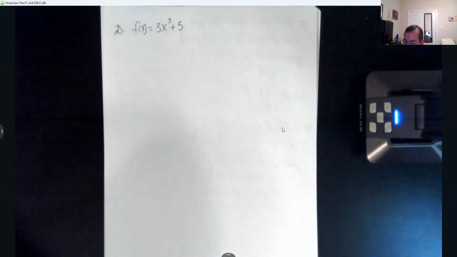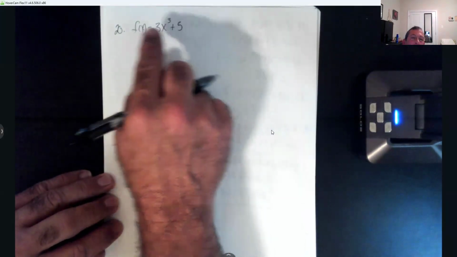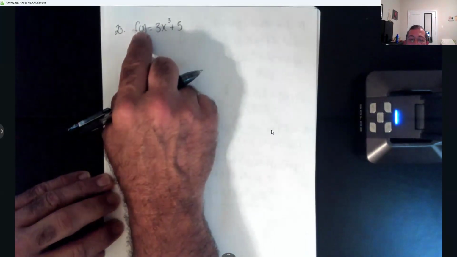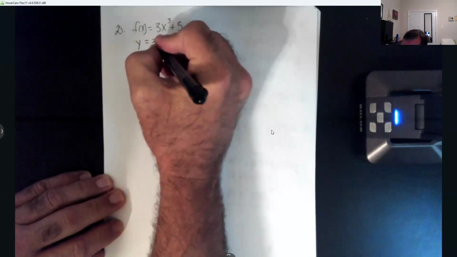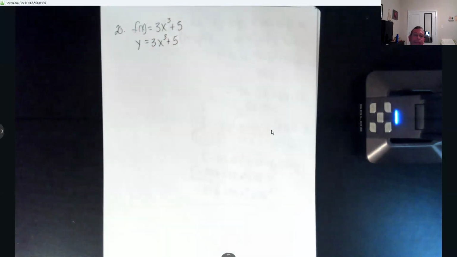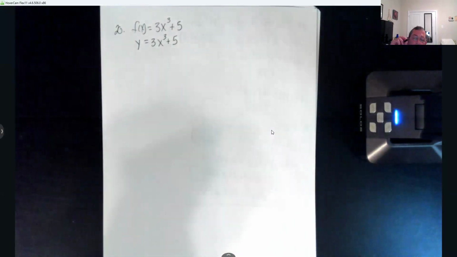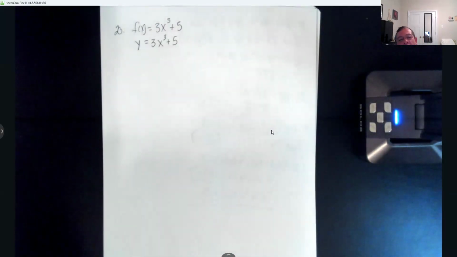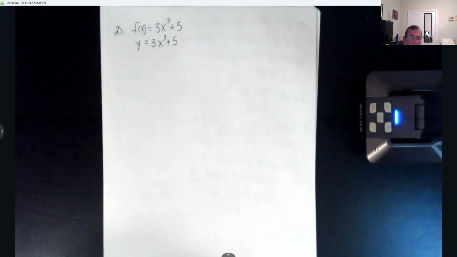So let's think about this. We're finding the inverse of this function. The first thing I have to do is replace the f of x with a y. So I get y equals 3x to the third plus 5. And we know f of x and y are the same thing these days. But my next question would be, what's my next step to this problem if I want to find the inverse function? What would y'all do next?